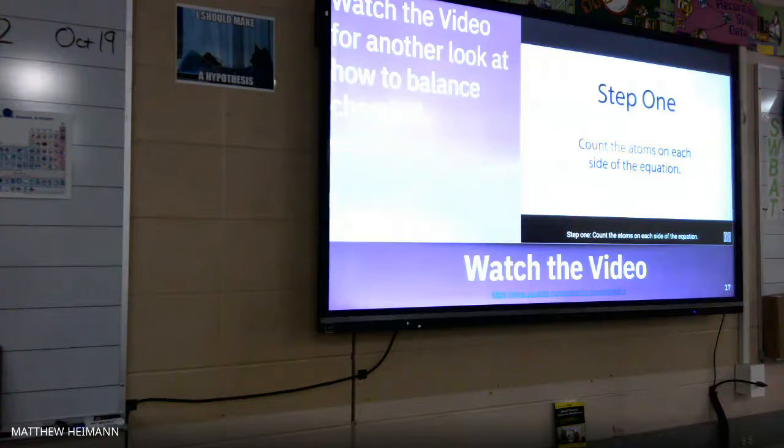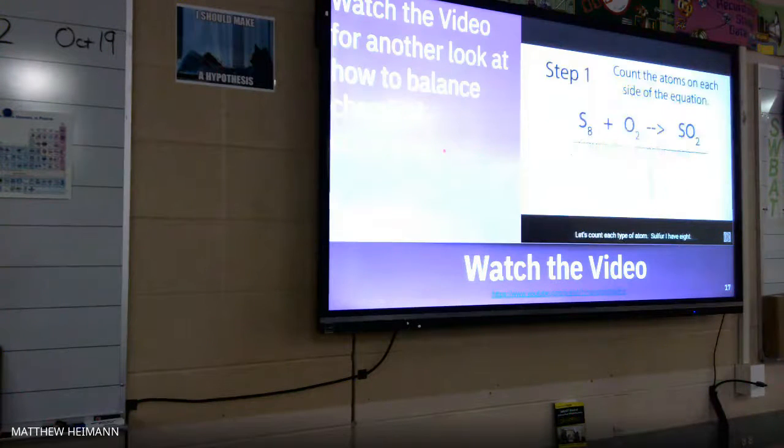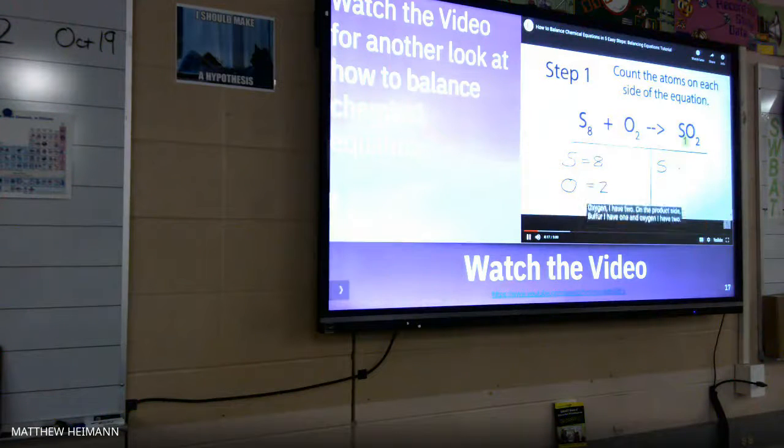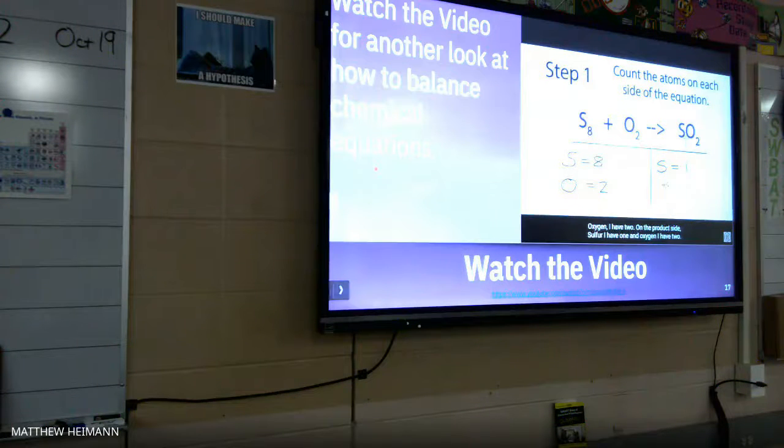How to balance chemical equations in 5 easy steps. Step 1, count the atoms on each side of the equation. Let's count each type of atom. Sulfur, I have 8. Oxygen, I have 2. On the product side, sulfur, I have 1, and oxygen, I have 2. Note that if there's nothing after an element, we assume that to be 1. And that's it. We're done with the first step.